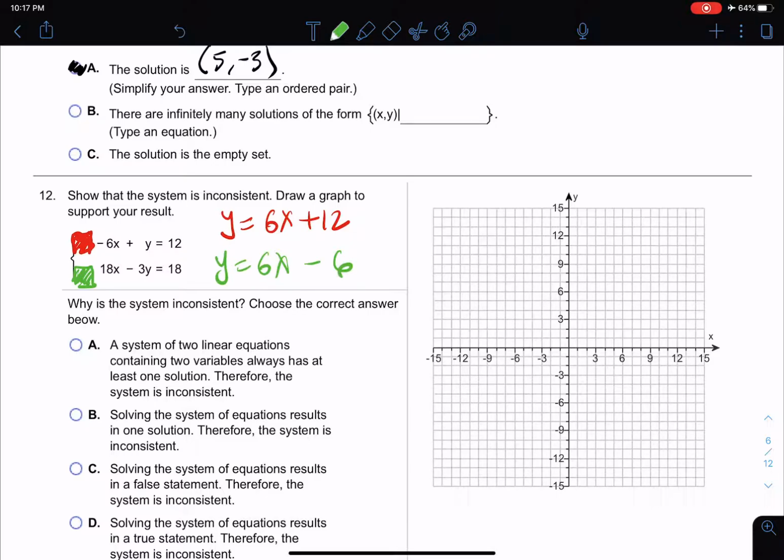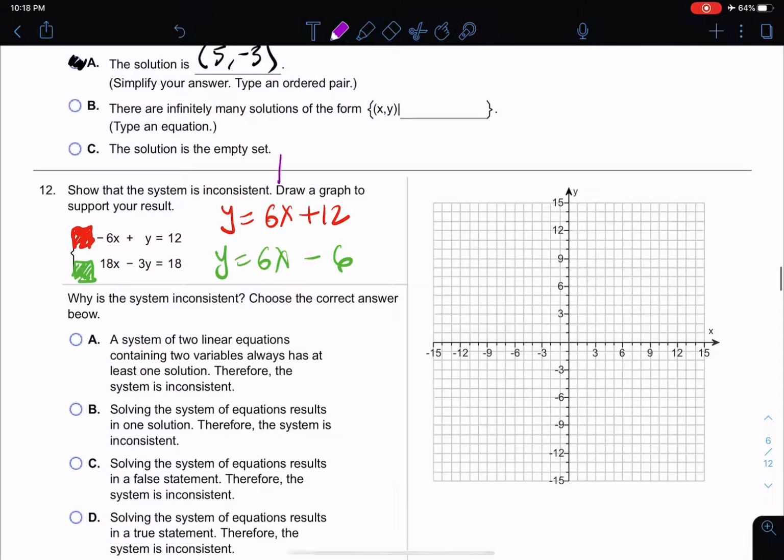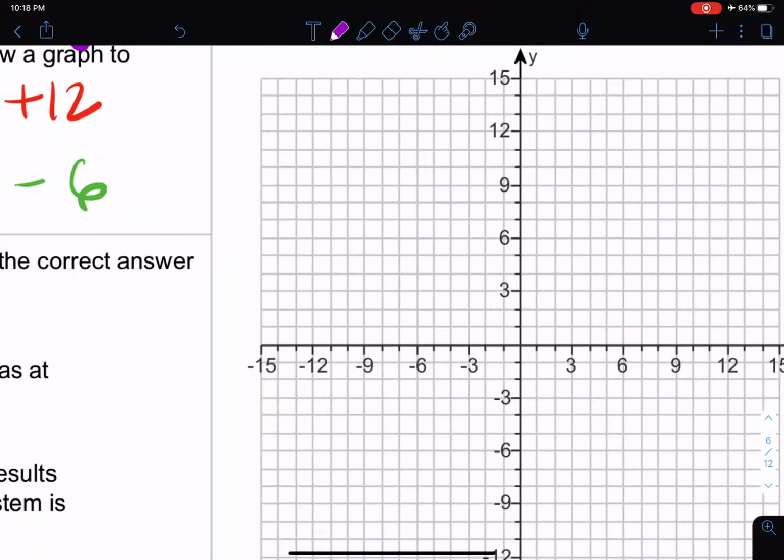So now, if you're paying attention, you will notice that this is definitely going to produce an inconsistent system, meaning it's not going to have a solution. Why is that? Because look at the slopes. They're both 6. So that means these two lines are parallel as long as they have different starting points, and they do. One starts at negative 6, the other one starts at 12. So let's go ahead and support that they're inconsistent by graphing it.